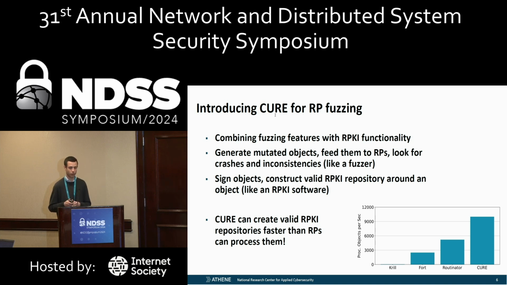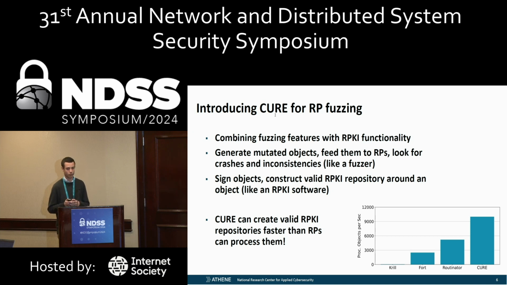And additionally, Cure also implements RPKI functionality. So it's capable of signing objects. It's capable of changing fields, constructing valid RPKI repositories, and thereby achieving a completely valid-looking RPKI state, like a repository, while still being able to fuzz.